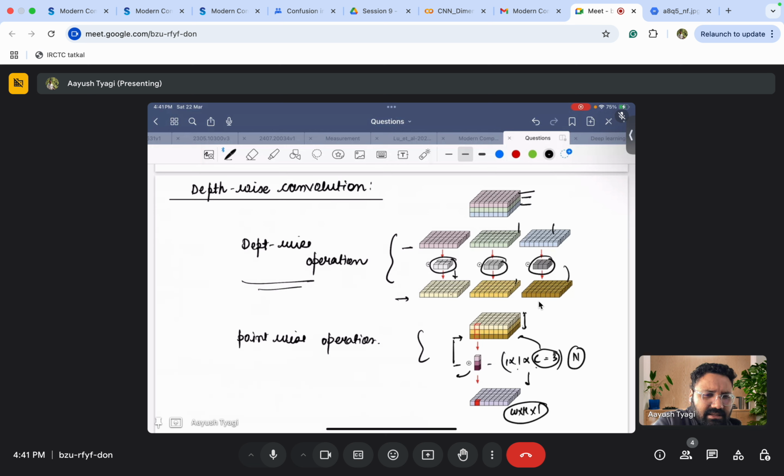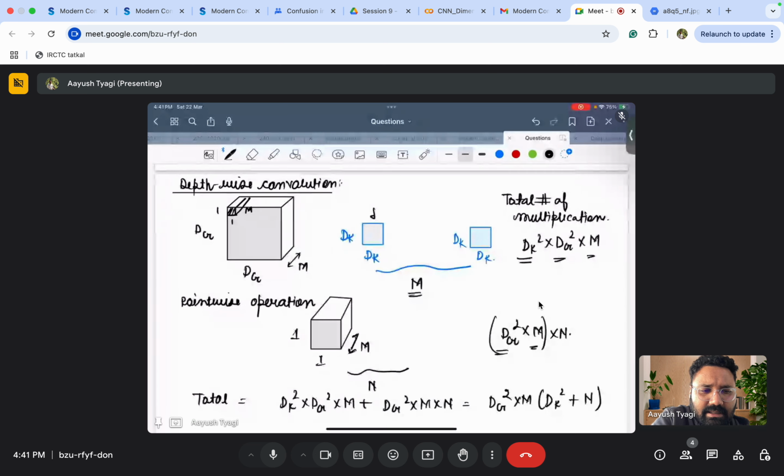Make sense? I didn't get it. Can you just repeat it? No. dg square cross m.